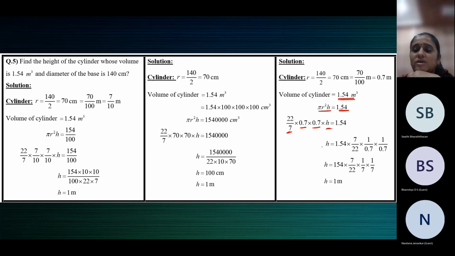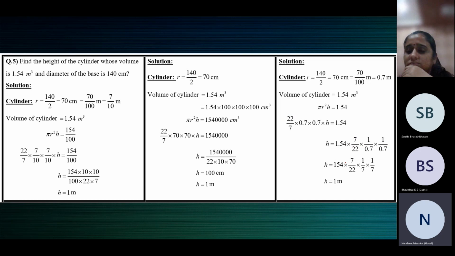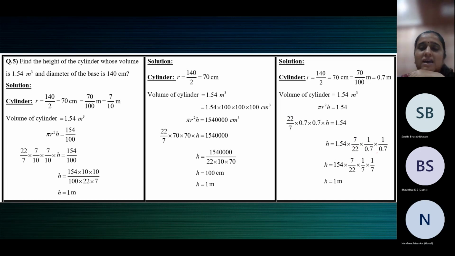Very good, very good. So H is equal to 1.54. 22 by 7 will become 7 by 22. 0.7 by 1 will become 1 by 0.7. This also will become 1 by 0.7. Very good. Ma'am, the two 0.7s, they have 10, ma'am. 10 into 10 is 100, ma'am. We need to transpose that 100 to 1.54, ma'am, so that it will be converted into 154, and the denominator will be normal as 7, ma'am. 1 by 7. Very good.